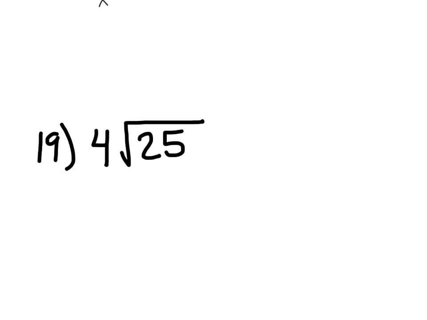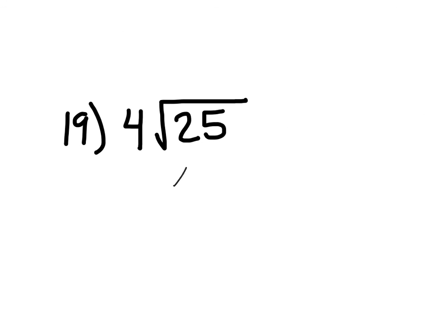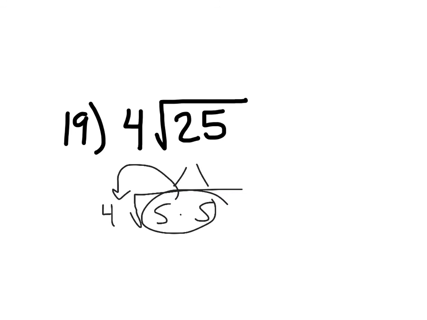Okay, 19. What can we break 25 into? 5 and 5. So we can take the pair of 5's and put them on the outside. So we get 4 times 5, which is 20.